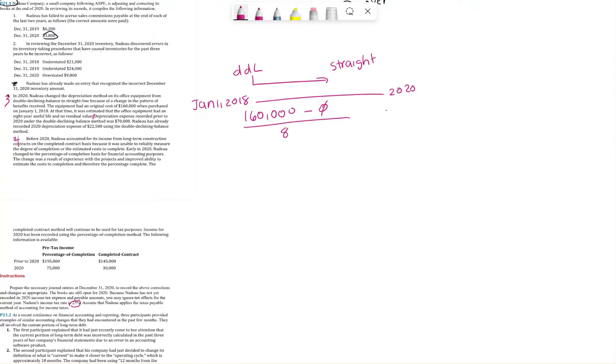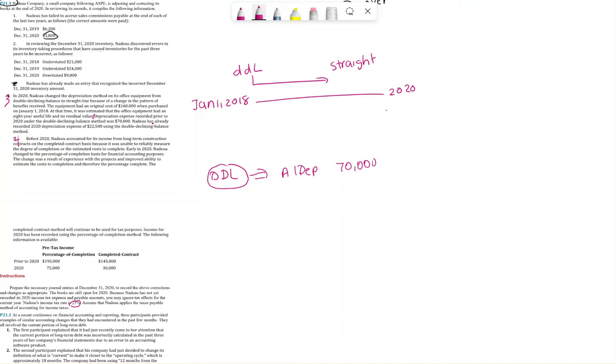But what they did is they didn't use straight line. They used the double declining method, and they told us that depreciation expense recorded prior to 2020 under the double declining was 70,000. So whatever method they did, they had an accumulated depreciation of 70,000. We don't need to know how they calculated it. They told us in the question what the accumulated depreciation was.